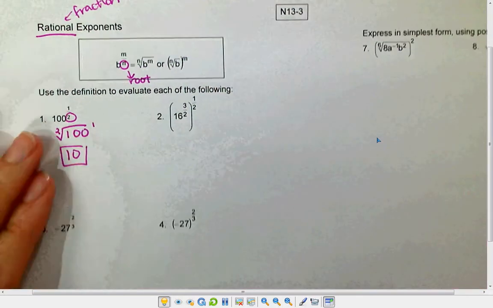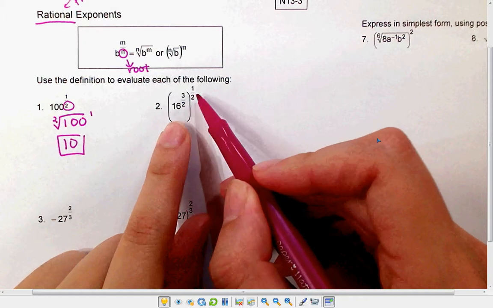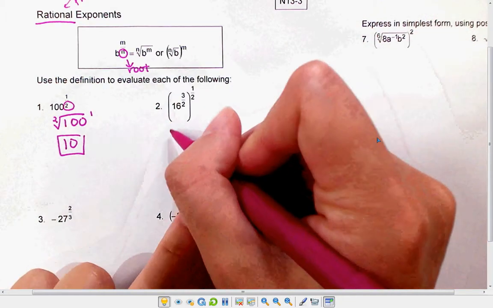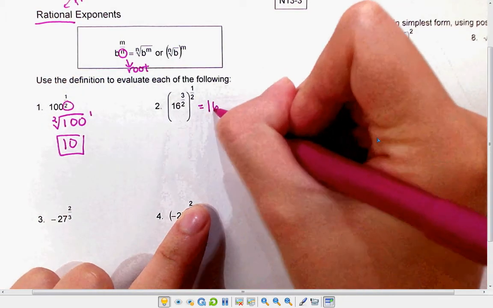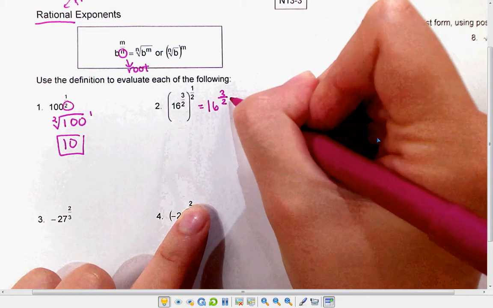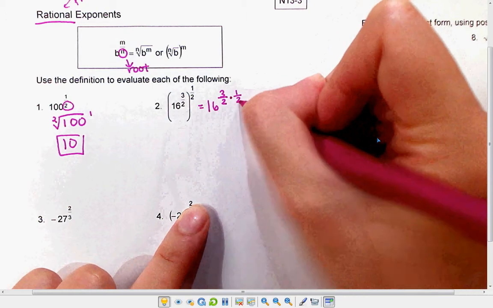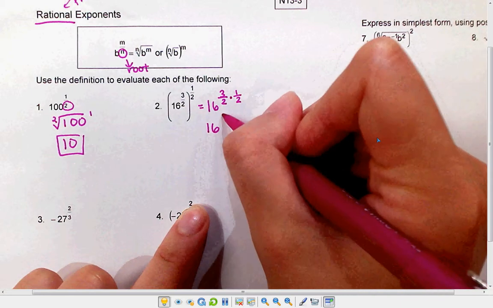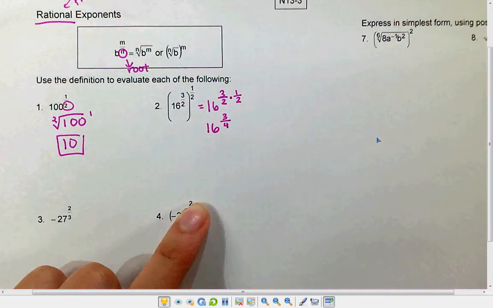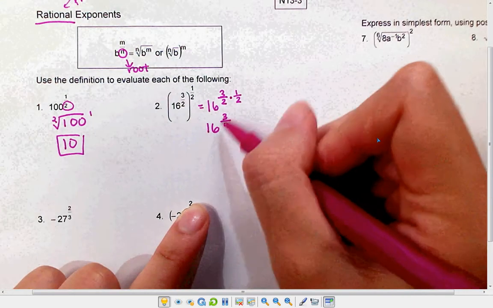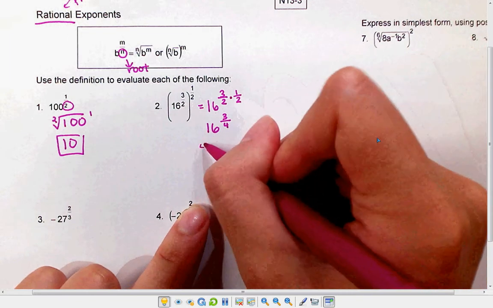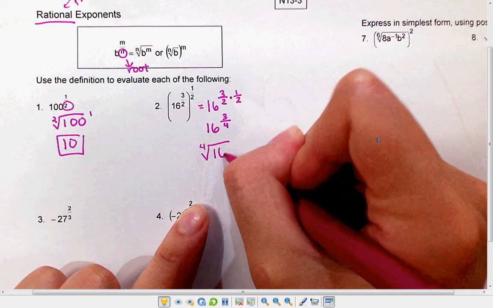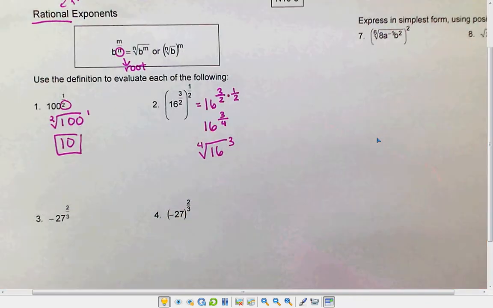For number 2, using our exponent rules, we know that these two we're going to multiply. So this is really the same thing as 16 to the power of 3/2 times 1/2. When we multiply fractions, we multiply straight across, so this becomes 16 to the 3/4. And now this 4 is our root, so we can rewrite this as the 4th root of 16 to the 3rd power.